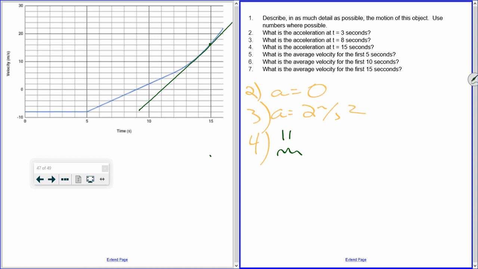You could, I suppose, calculate the jerk, which is how quickly the acceleration changes. It's the derivative of acceleration. But that never comes up on the AP test, weirdly. So I think we're done with 4. I think that's all we can do.